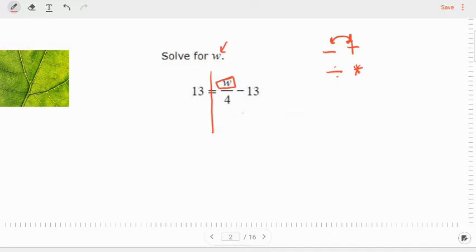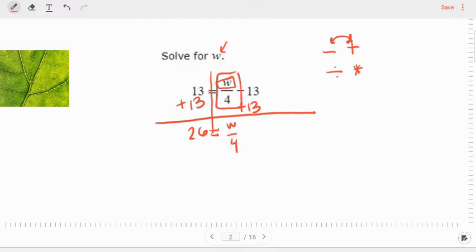So to get rid of negative 13, or minus 13 rather, I'm going to add 13. Now remember, if I add it to one side, equations are things that need to remain equal, kind of like a balancing scale. So I'm going to add 13 to the other side. Now total everything up. 13 plus 13 is 26. I bring down my equal sign. I copy this W over 4 down, and negative 13 and plus 13 gives me a big fat 0, so I don't need to write it anymore.